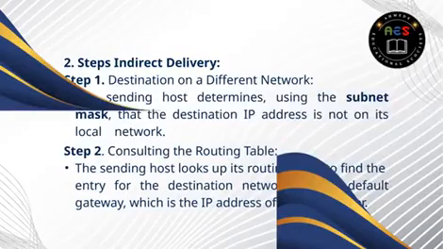Once the host has established that the destination is outside its network, it consults its routing table. This table is like a directory that tells the host where to send packets for different networks. The host looks up the entry for the destination network. If it finds a specific route, it will use that. If not, it defaults to the default gateway, which is essentially the next router to forward the packet towards the destination. These steps are critical in understanding how data finds its way across different networks, ensuring it reaches the right destination efficiently. This process exemplifies the broader theme of how networks communicate across boundaries using routers and routing tables.